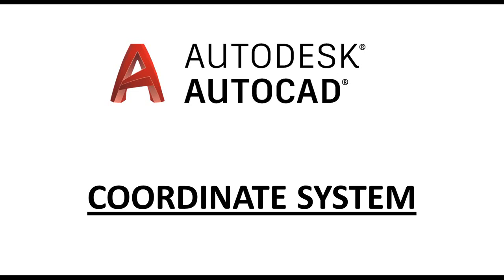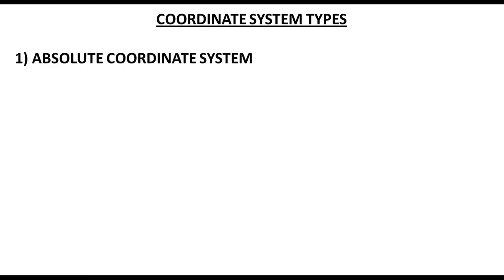In this video, we will learn about coordinate system in AutoCAD. So in AutoCAD, there are three types of coordinate system. First is absolute coordinate system. In absolute coordinate system, the origin is fixed for every point.